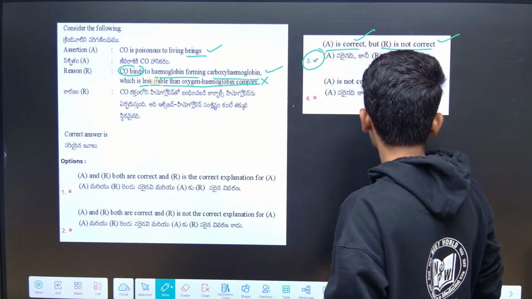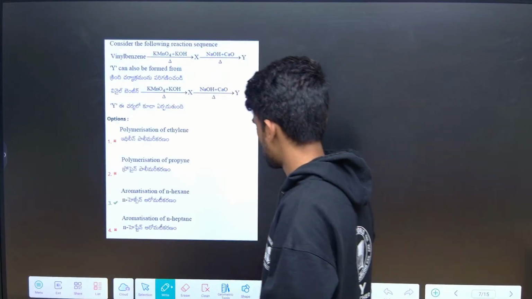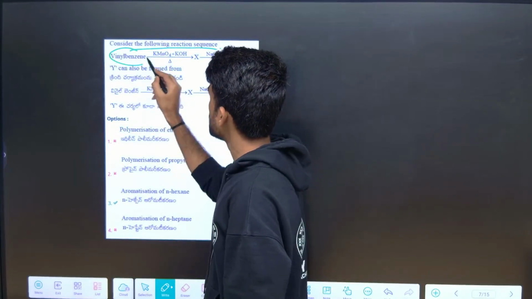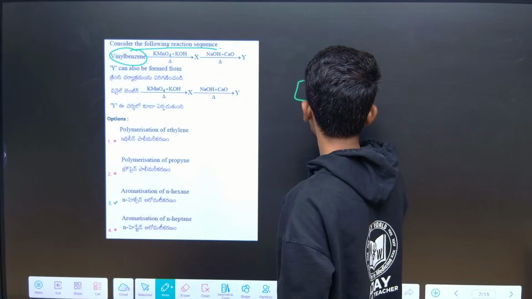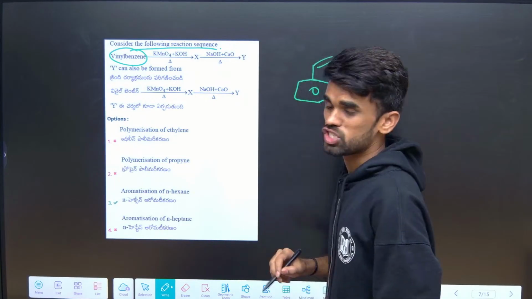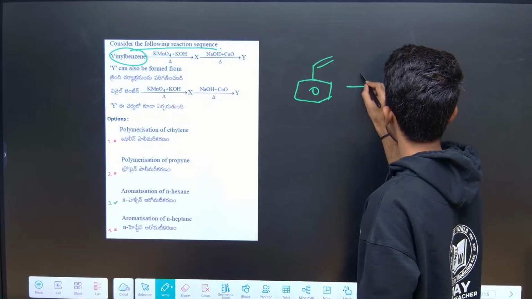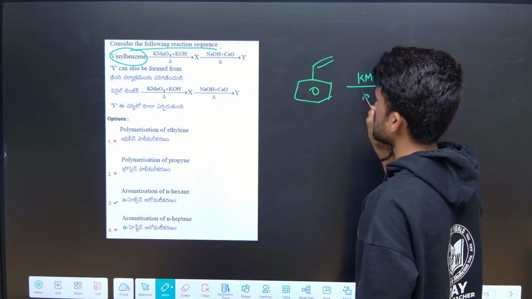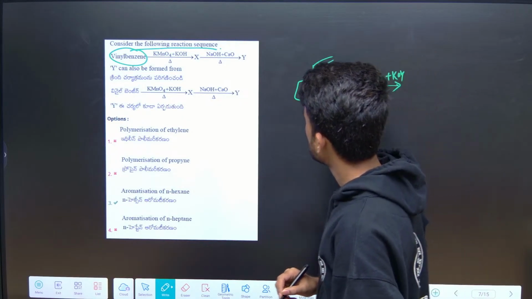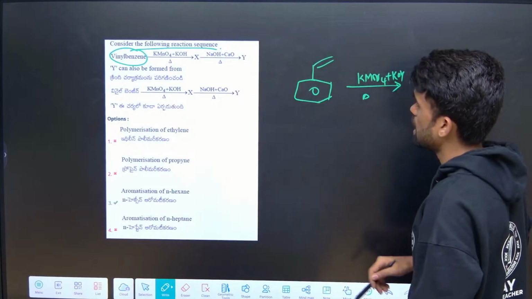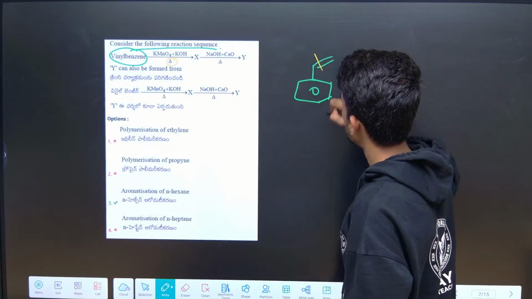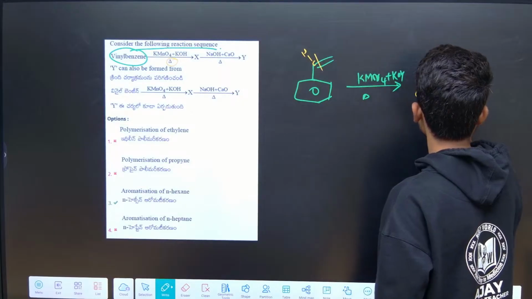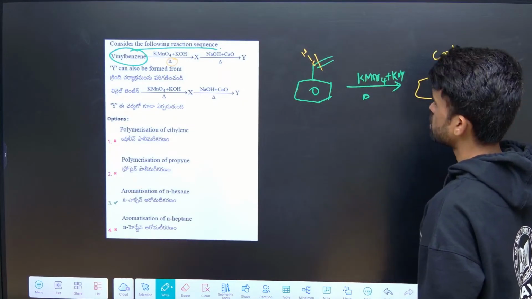Yes. And then next, here we have: consider the following reaction sequence. So take vinyl benzene, this is a vinyl benzene. To this we are adding KMnO4. We have discussed this particular reaction in our class also. So this will produce some compound. What compound is it? KMnO4 under heating condition, so just remove this part, and whatever carbon we have here with the hydrogen converts into a carboxylic acid group, COOH. Yes, we got this.